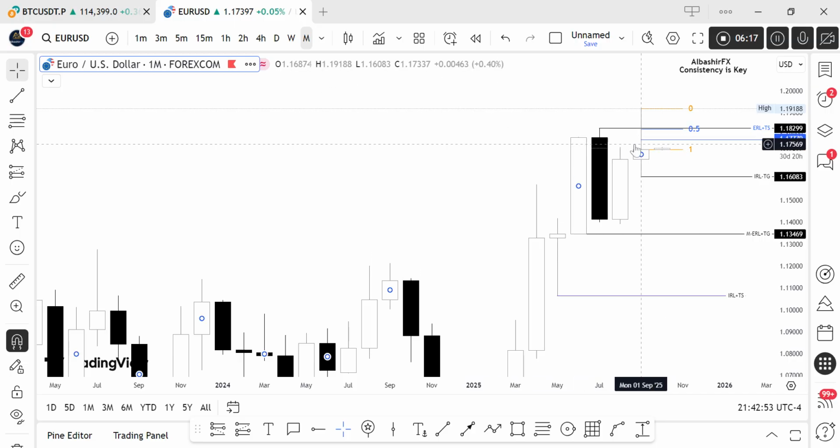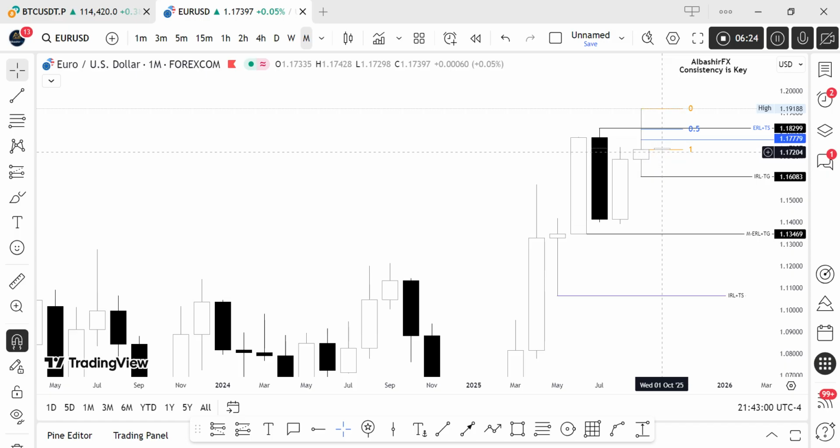Price above here, which is not a 50% but 25%. That is the difference between this low and this 50%, which is the 25%. That price can retrace into this 25% before going lower.